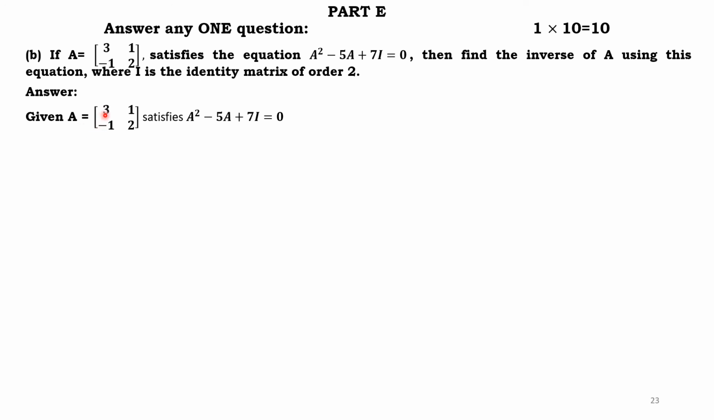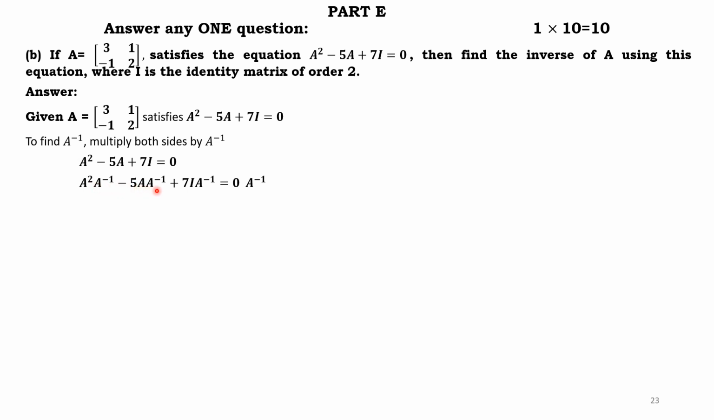Given A is equal to [3, 1; -1, 2], which satisfies the equation A square minus 5A plus 7I equals 0. Here you are not required to prove the equation. It is already given that the condition is satisfied. Hence, we have to start from this equation. So to find the inverse of A, multiply both sides by A to the power of minus 1. Therefore, A square into A to the power of minus 1 minus 5A into A to the power of minus 1 plus 7I into A to the power of minus 1 equals 0 into A to the power of minus 1.